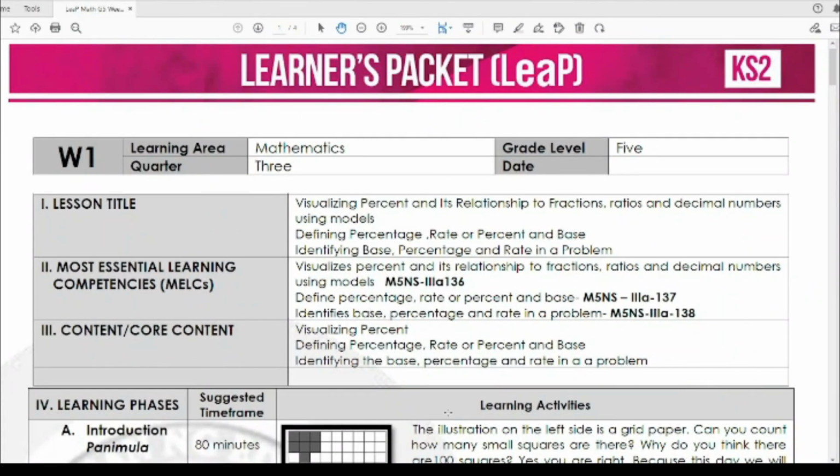Good morning. Our today's lesson is about visualizing percent and its relationship to fractions, ratios, and decimal numbers using models, defining percentage, rate, or percent and base, identifying base, percentage, and rate in a problem.